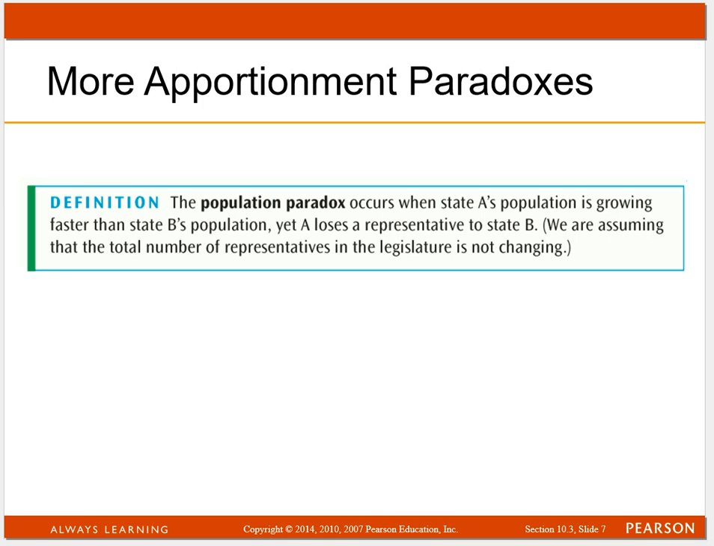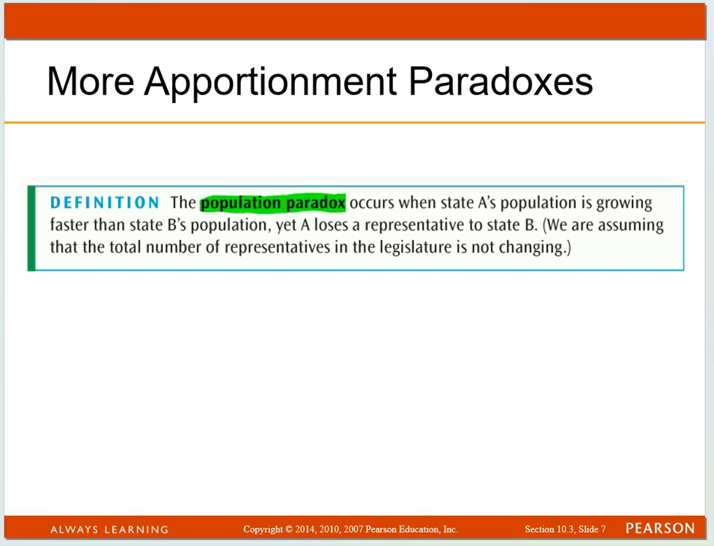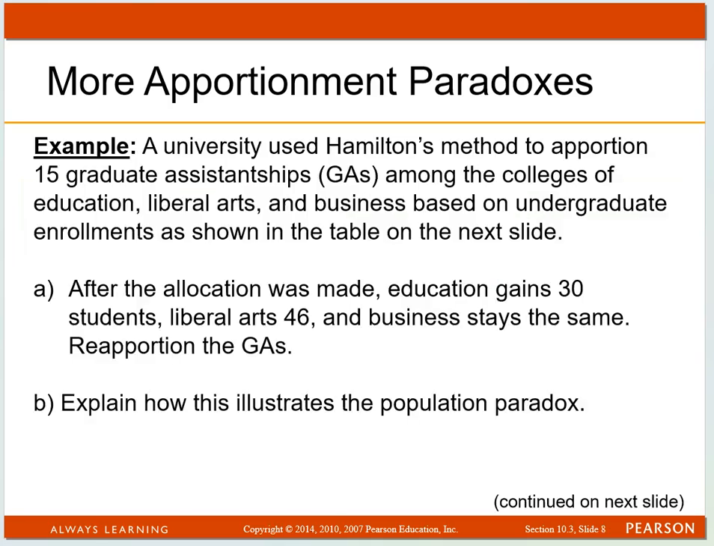Okay, so back in section 10.1, we talked about the Alabama paradox, which happened with Hamilton. In this chapter, we're going to talk about a couple other paradoxes, and the first one is called the population paradox. That will occur when state A's population is growing faster than state B's, yet A loses a representative to state B. And this is a situation where, assuming that the total number of representatives in the legislature is not changing. So for an example of this, here we go.